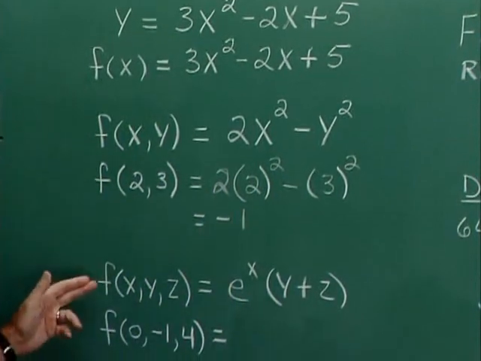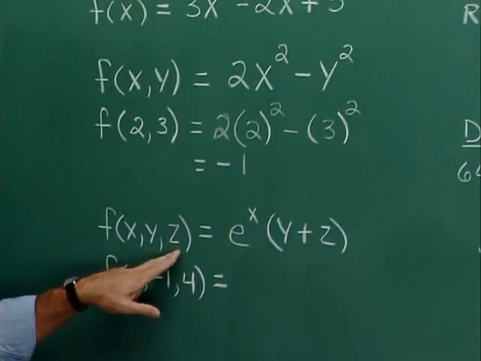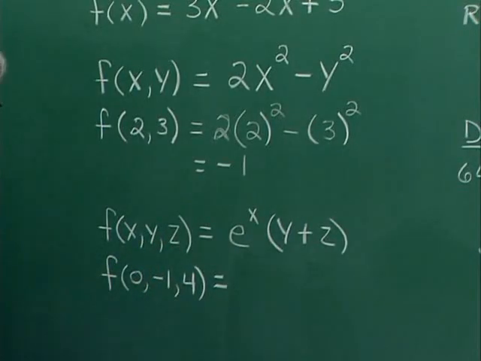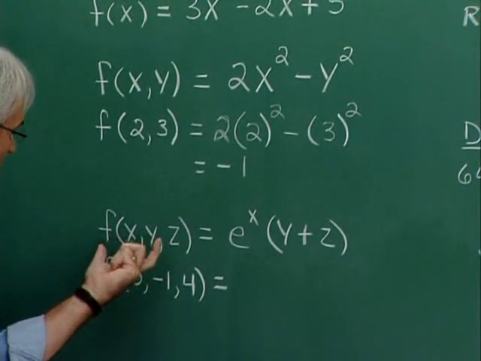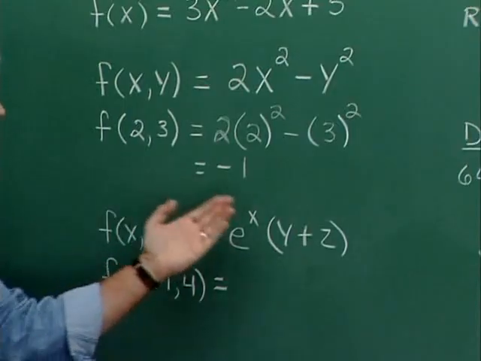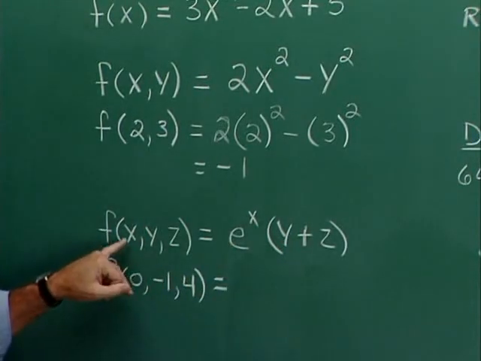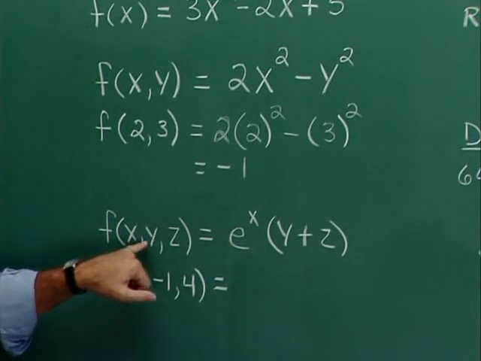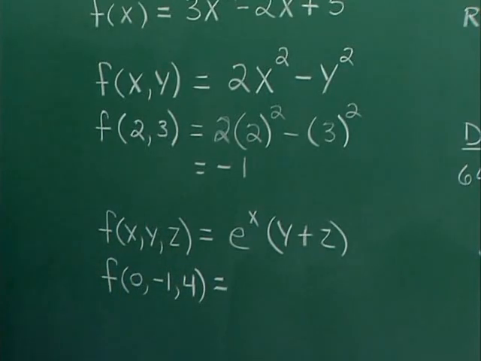Here's another one, f of x, y, z. Well, let's see, here's a function involving three variables. And once we see this notation, we just know that we're looking for an expression over here involving three letters, and those letters are x, y, and z. And that's really all there is to it.